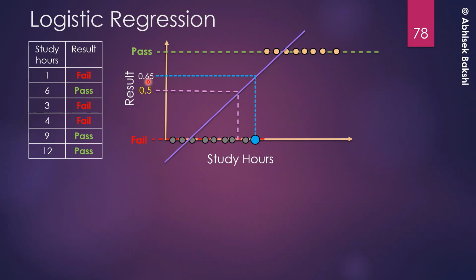Just what I told you. If this value is greater than 0.5, I will say the student has passed. Fine. And it is true, it should be passed. So naturally this particular point should be on this side. Anyway, I have drawn it here just to show you how, with respect to study hours, the result is projected through this linear regression line. So up to this it's fine.